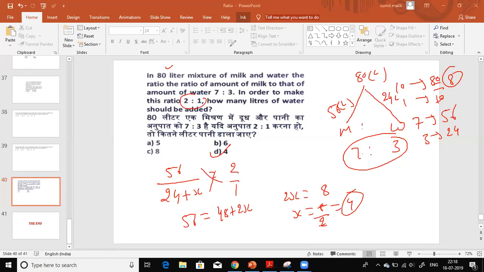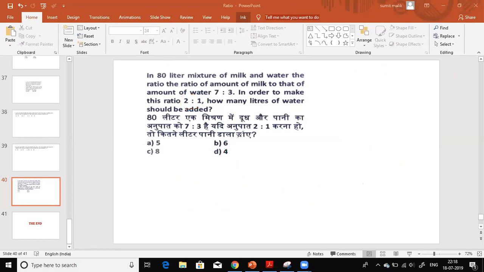And now we will use the ratio method. This is milk. This is water. What is the original ratio? 7:3. And what is the final ratio? 2:1. Now what is in the question? How many liters of water should be added? If water is added, then milk must be the same. Here milk is 7 parts. Here it is 2 parts.